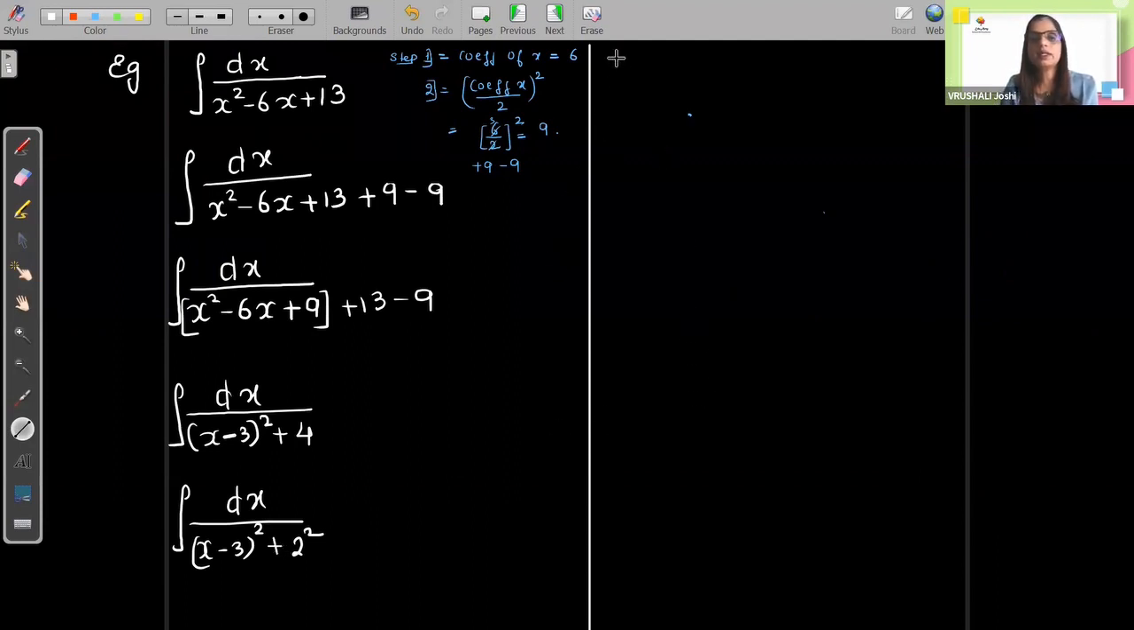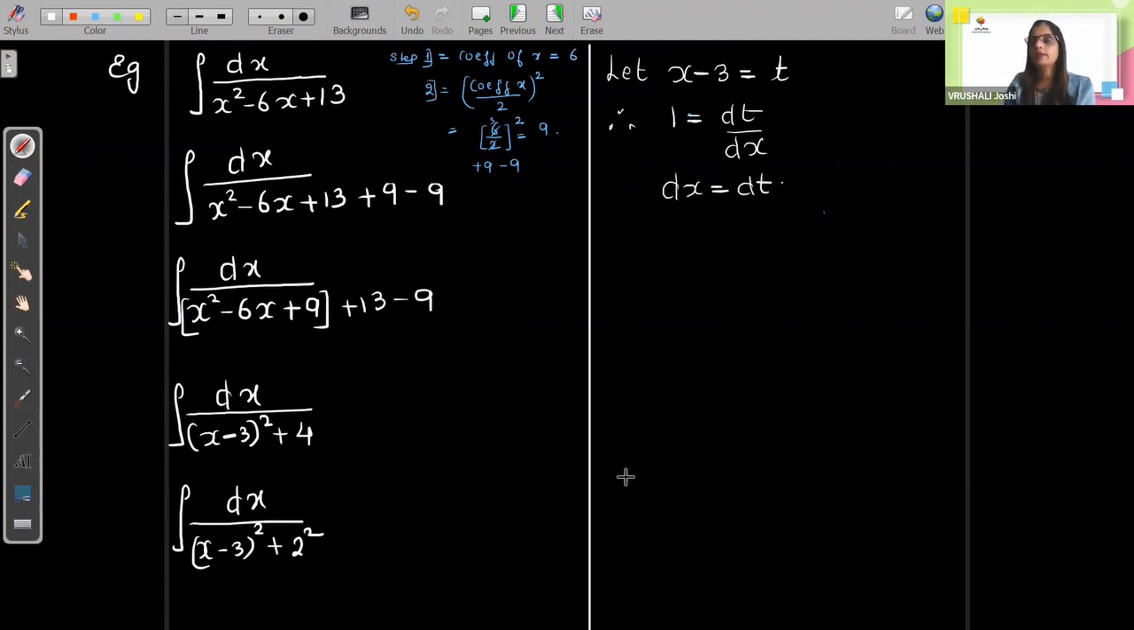So now let us take... Normally what we do, we will just use the substitution method. So we will have let x - 3 equals t. Therefore 1 is equal to dt by dx. Correct. So dx is equal to dt then. Clear है? Right.